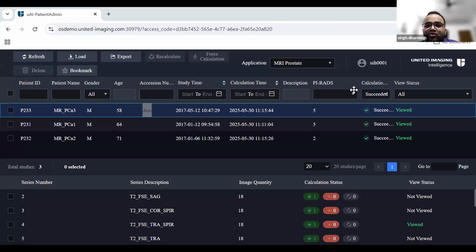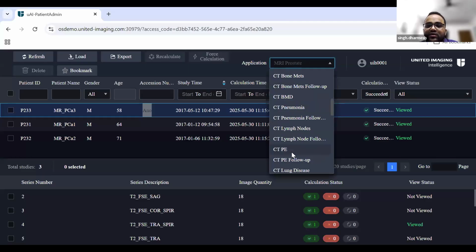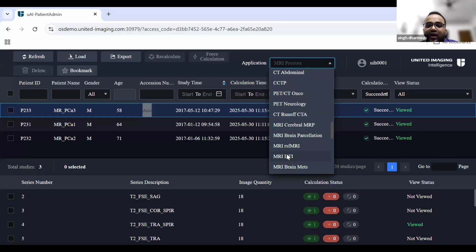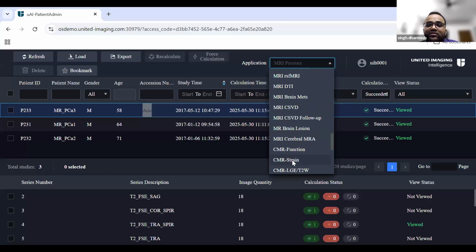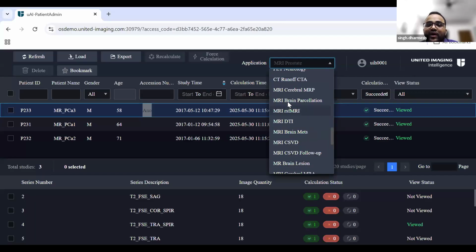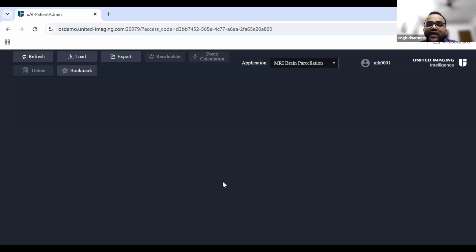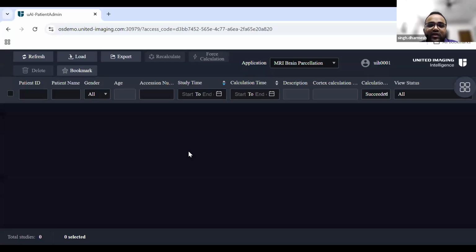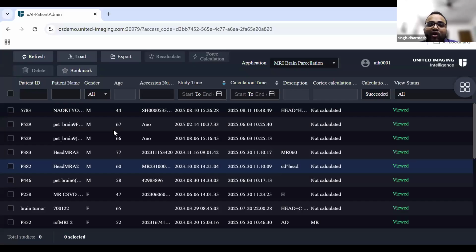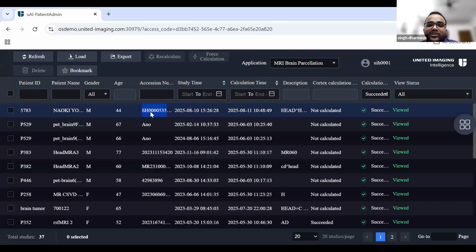So I will show you. You can see a lot of tools are there. CT based tools, and MRI brain tools. If we go for MRI brain parcellation, like MRI brain region segmentation, it will calculate MRI volumes and do MRI brain segmentation within a second.